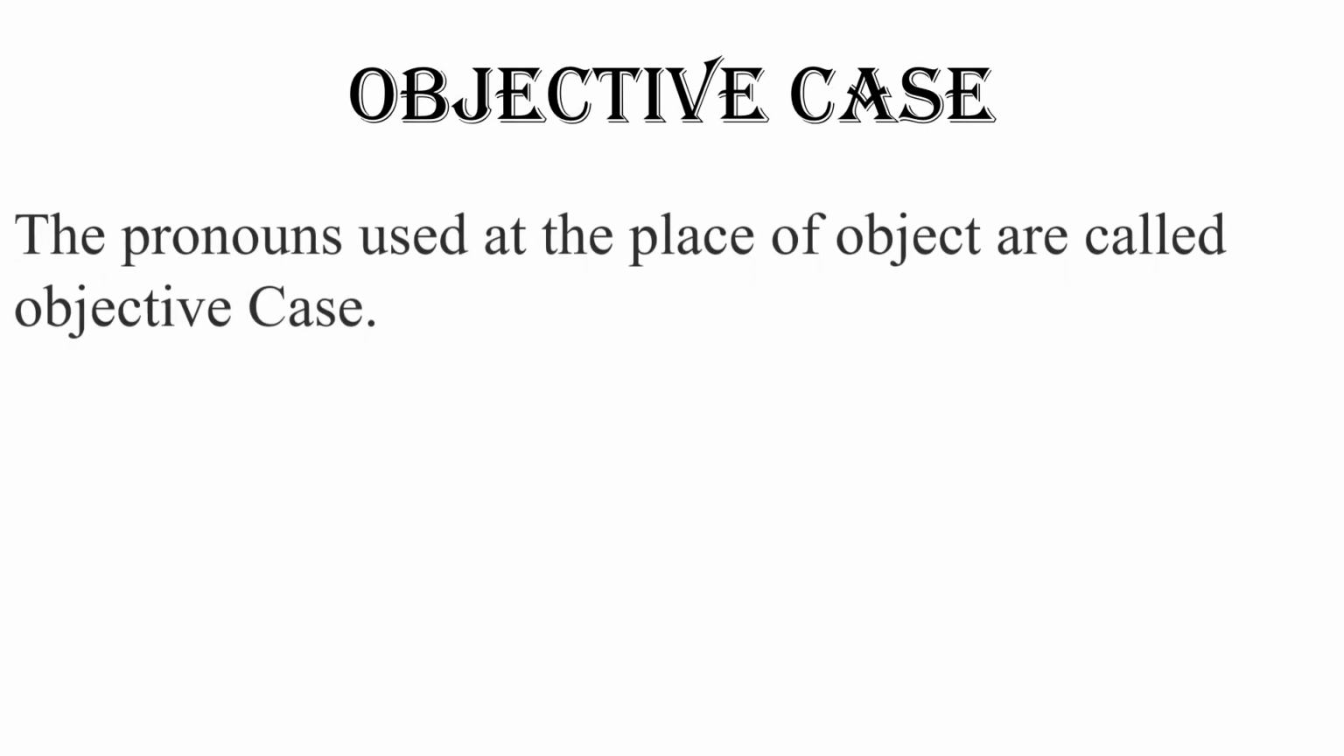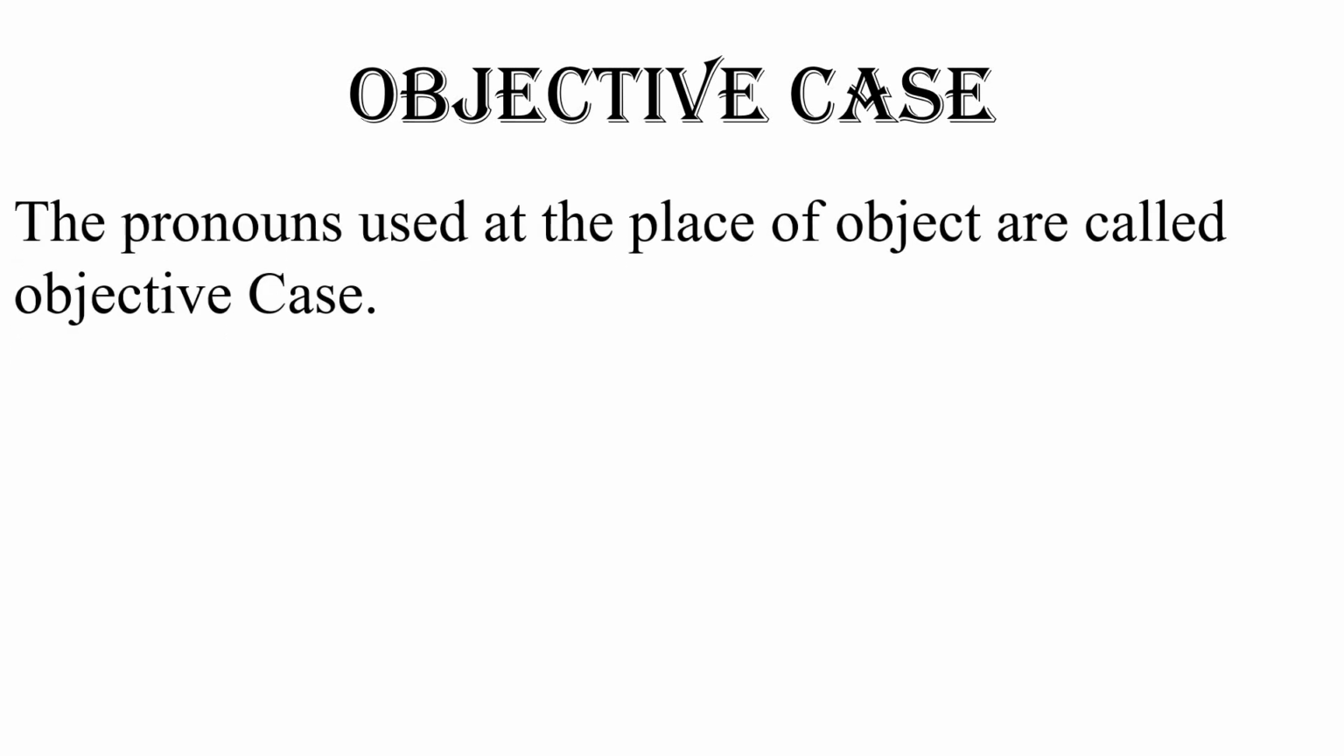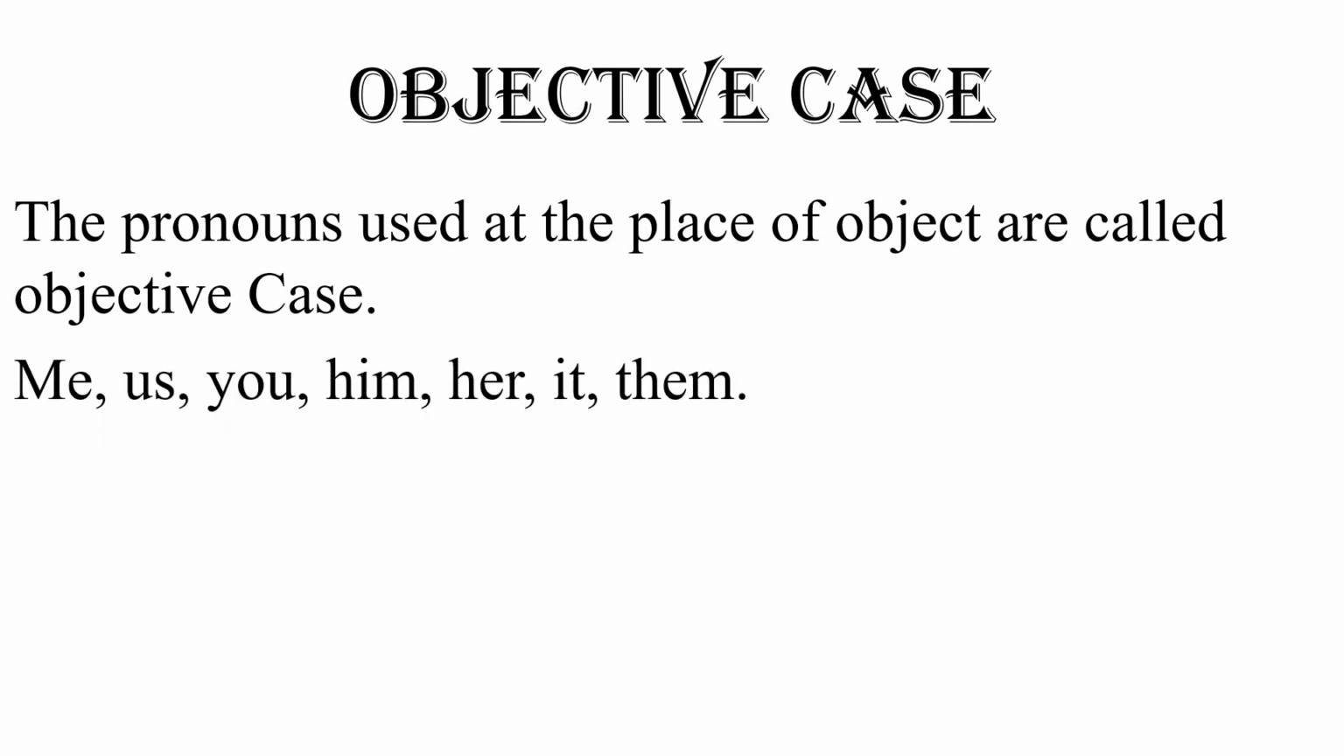Second, objective case. The pronouns used at the place of object are called objective case. For example, me, us, you, him, her, it and them. जिन pronouns का use object के place पर होता है, वो objective case में आते हैं. For example, Ram called him. Here the object is him, जो कि एक pronoun है, so it is in objective case.